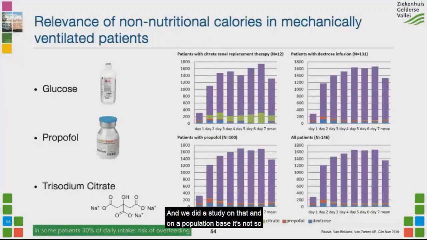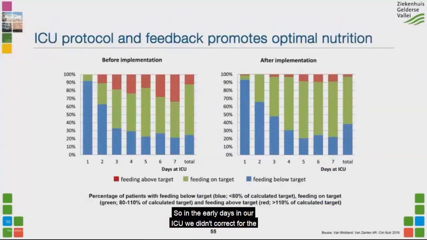And we did a study on that. And on a population base, it's not so much. It's maybe 10%. But in individual patients, it can be 30% of their daily intake. So be aware of non-nutritional calories and not overfeed your patient. So in the early days in our ICU, we didn't correct for the non-nutritional calories, and that's the left panel. And you can see in this study that many patients during the first week in red were overfed. And after implementation of correction of the non-nutritional calories, you see overfeeding is very rare in our unit. So take into account the non-nutritional calories.